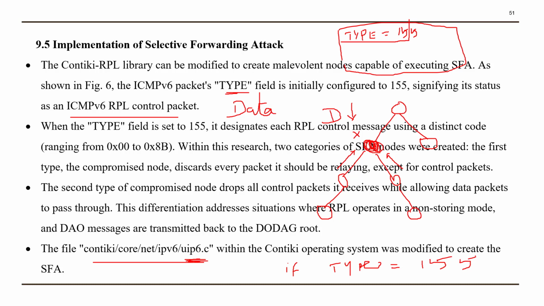So we create another one, for example, selective forwarding data. For data, we check if type is not equal to 155. Type equal to 155 means selective forwarding control packet drop. Type not equal to 155 means selective forwarding data packets dropping. So this is the code we have inserted in this particular file. This is about the implementation, how we implemented this project. Mostly we have taken the programs already available in Contiki Cooja, and in that we are changing the code.